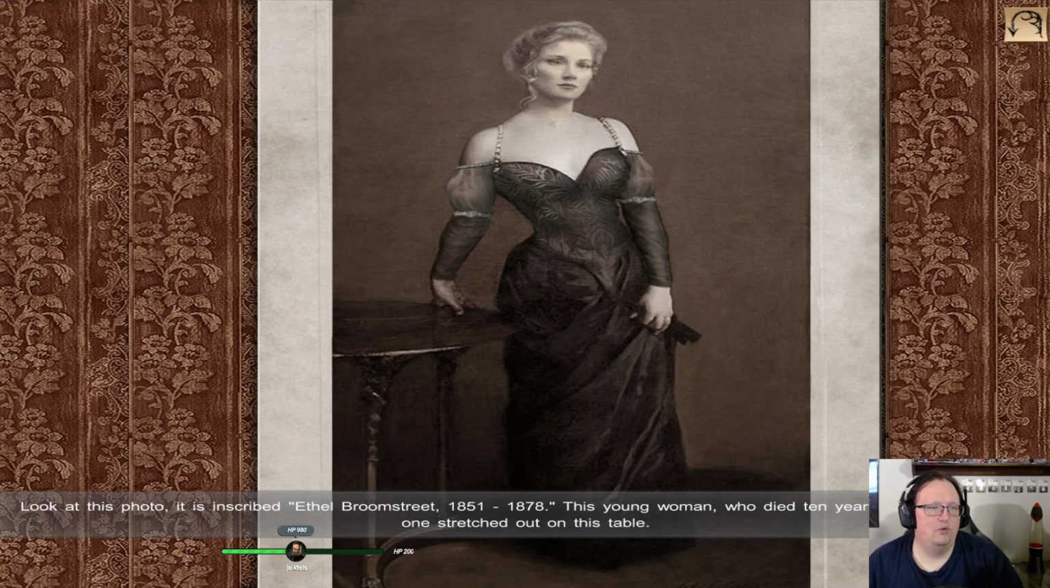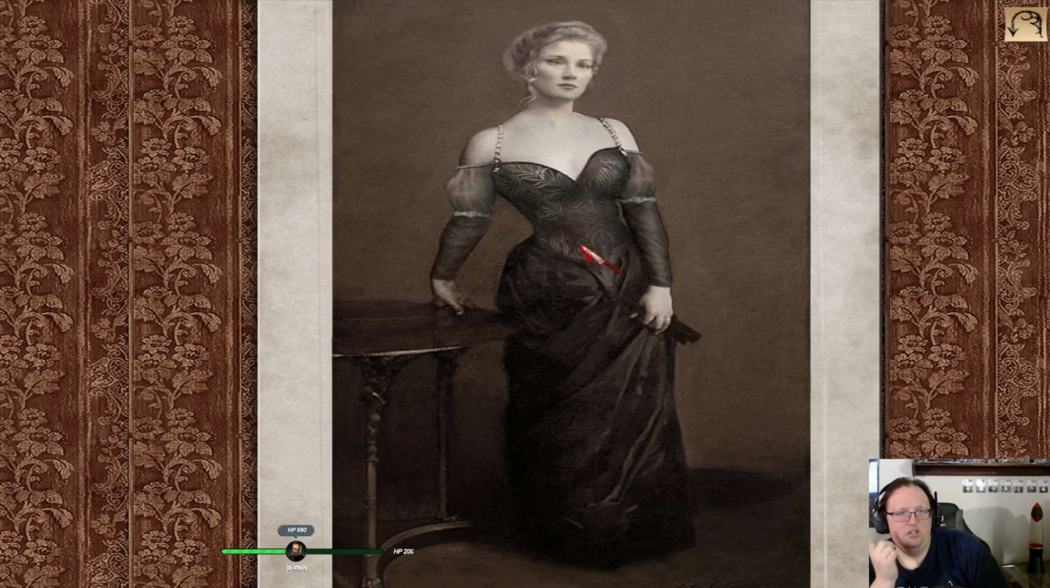Look at this photo. It is inscribed Ethel Broomstreet, 1851 to 1878. This young woman who died 10 years ago looks like the one stretched out on this table. Our killer is attempting to find a woman who he can gussy up to make look like his lost love? Paper, you come out of nowhere to start poking the dead body with the stick. That wouldn't surprise me.